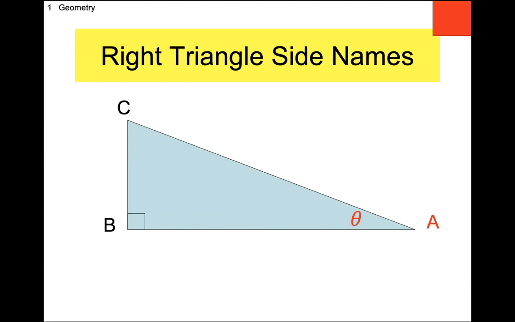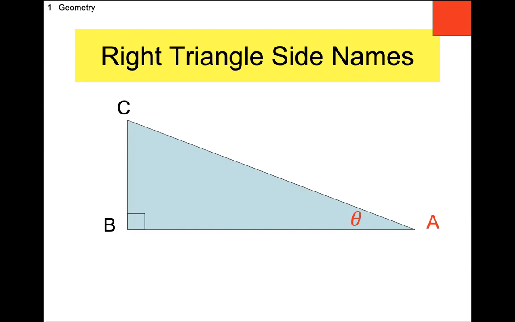Now, as soon as I do that, as soon as I say, how big is angle theta or angle A, then the three sides get names. Once again, the first thing that has to happen is you have to pick angle A or angle C and have theta represent that angle. So the three sides are going to get new names.